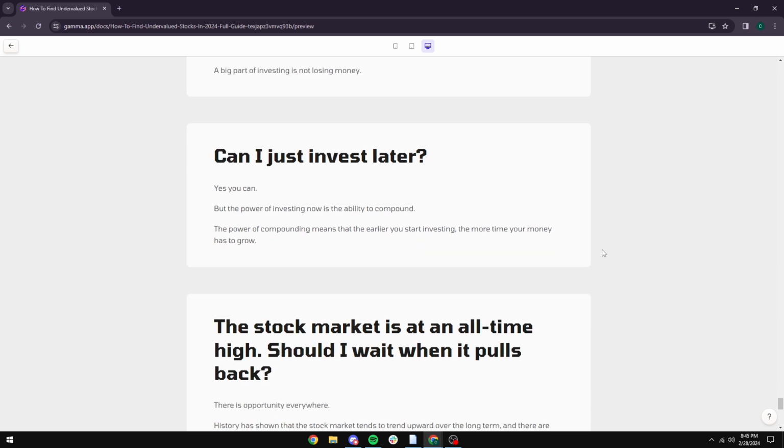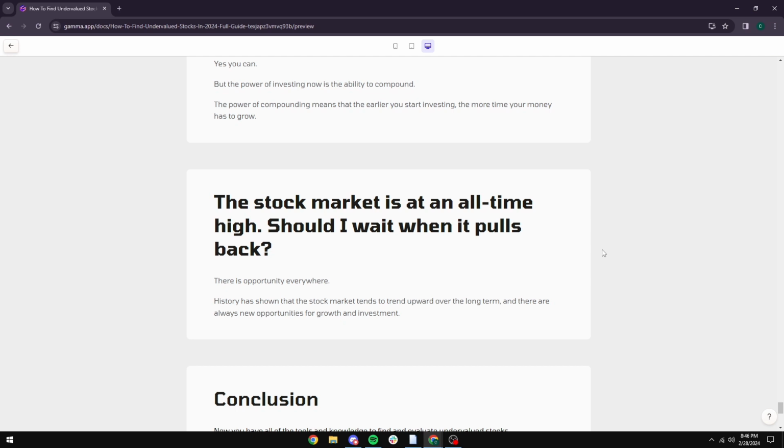Can I just invest later? Yes, you can. But the power of investing now is the ability to compound your wealth. Remember, there is opportunity everywhere in the market. The power of compounding means that the earlier you start investing, the more time your money has to grow. The stock market is at an all-time high. Should I wait when it pulls back? Remember, like I said, there's opportunity everywhere. History has shown that the stock market tends to trend upward over the long term, and there's always new opportunities for growth and investment.